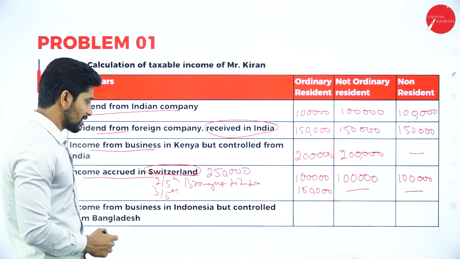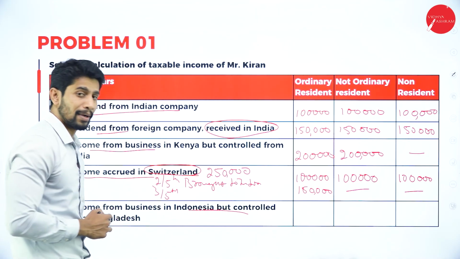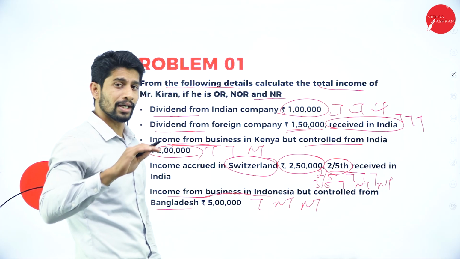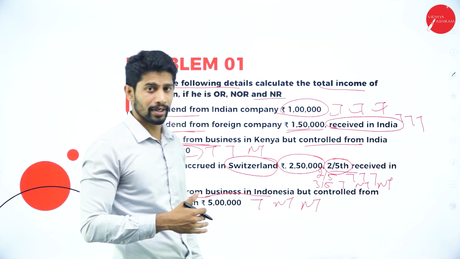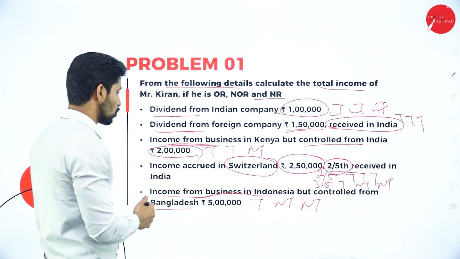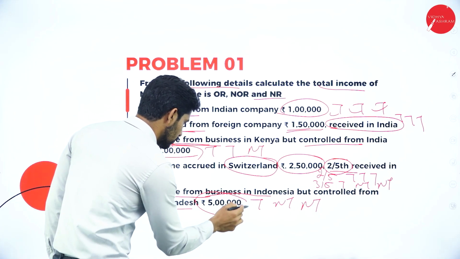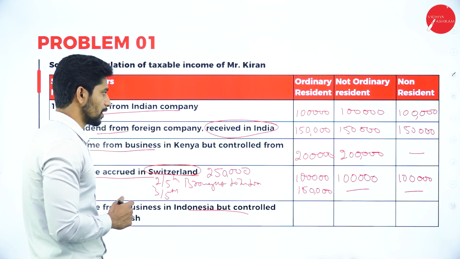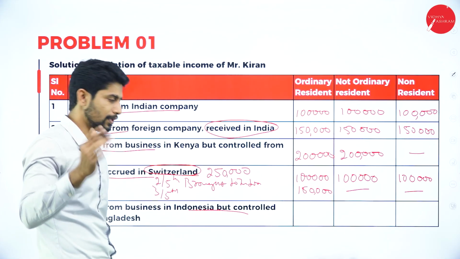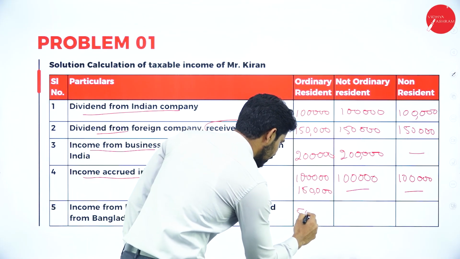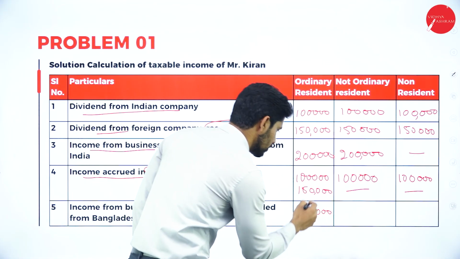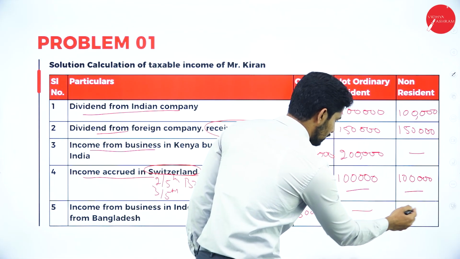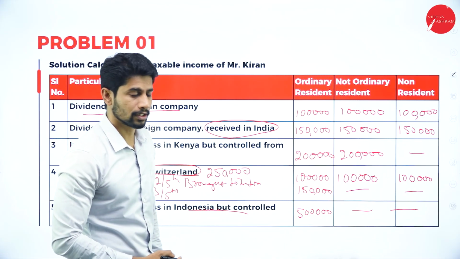Next, income from business in Indonesia, but controlled from Bangladesh. Both are different countries. It is not controlled from India, it is controlled from Bangladesh. The amount is rupees 5 lakhs. The treatment is taxable, not taxable, not taxable. So I'll write 5 lakh in the first column, nil in the second column, and nil in the third column.